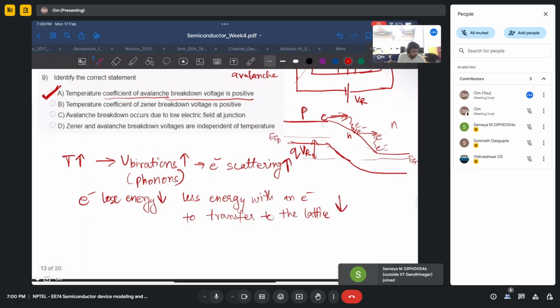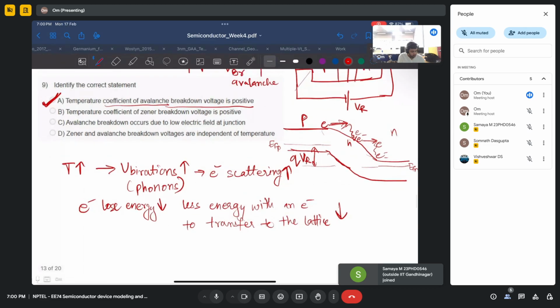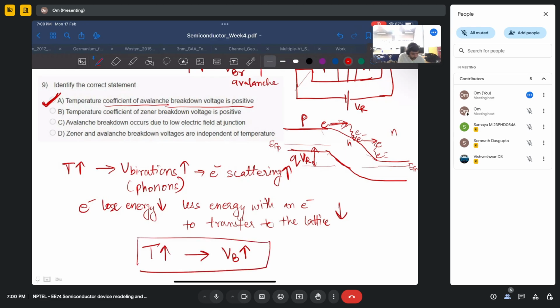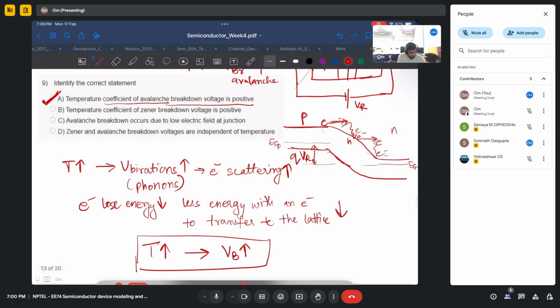So thus, to get the breakdown, you need to apply more VBR. So as temperature increases, your breakdown voltage increases. So this is the positive coefficient.